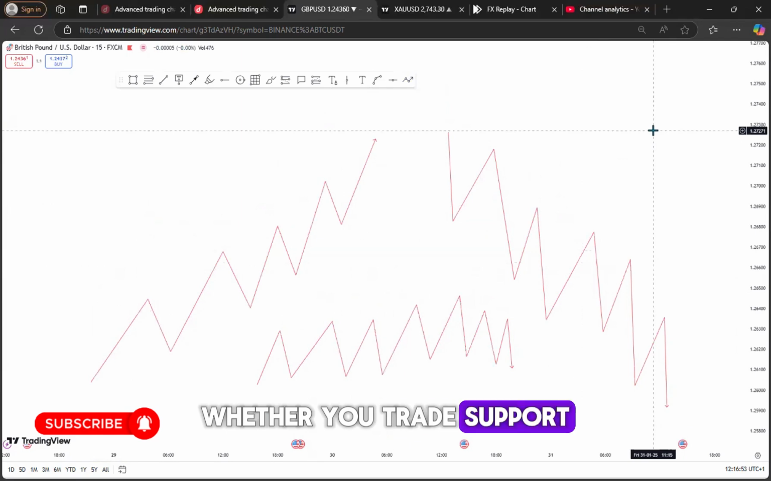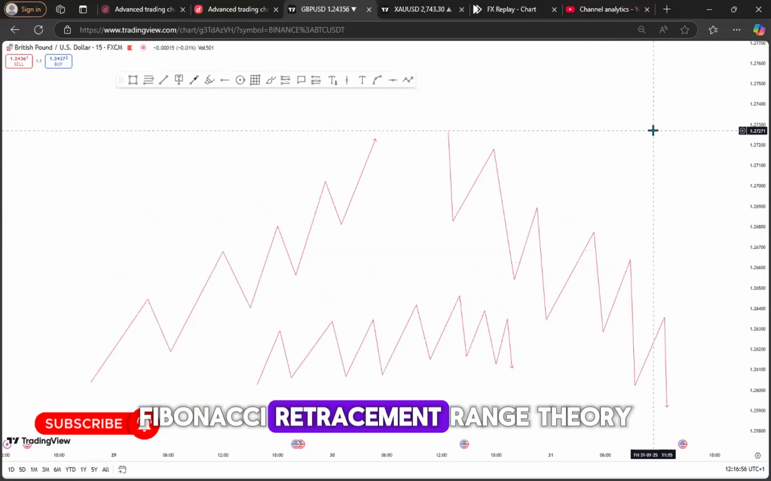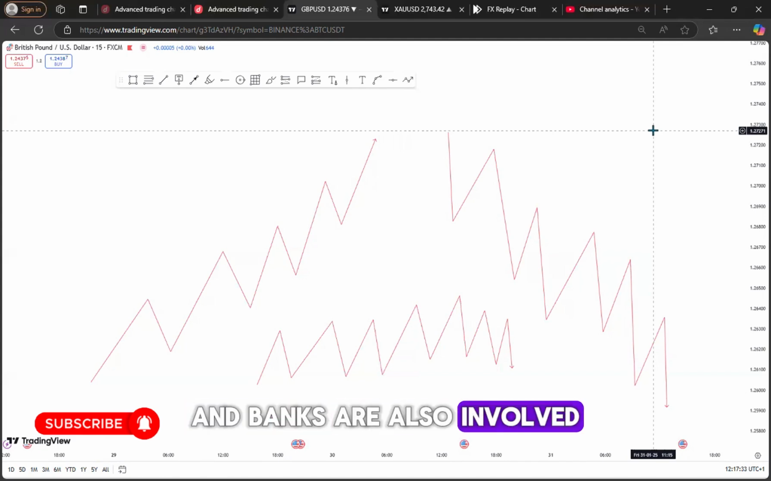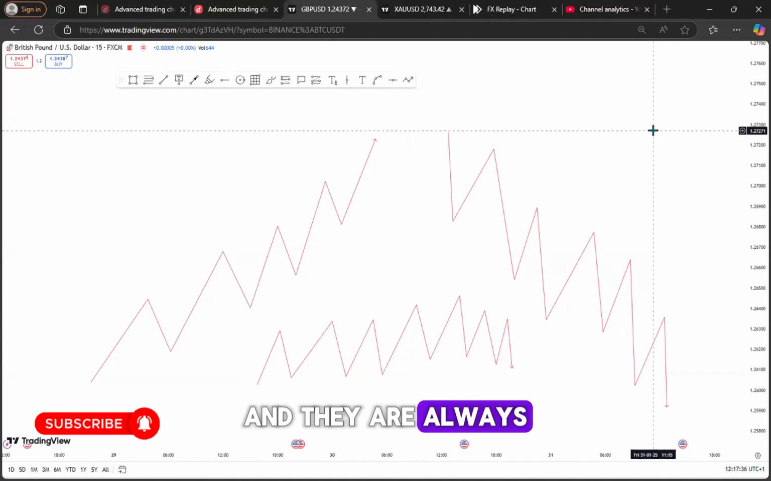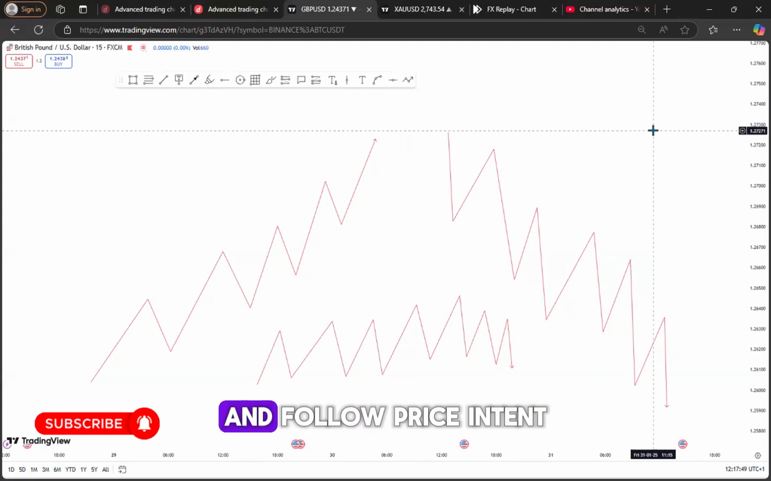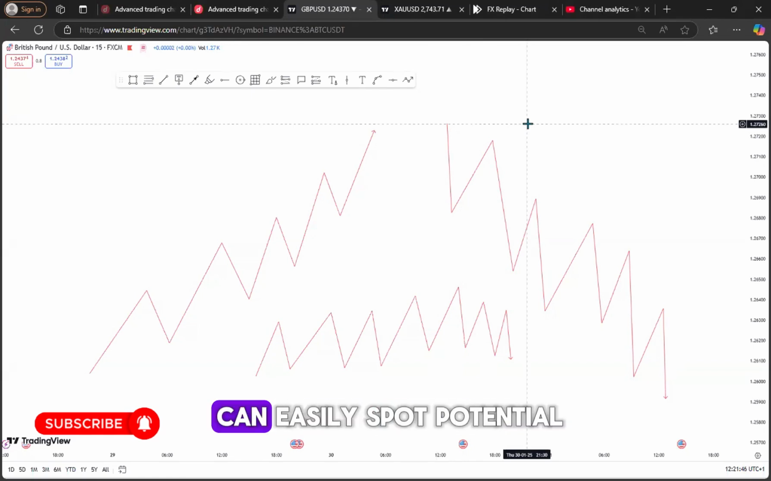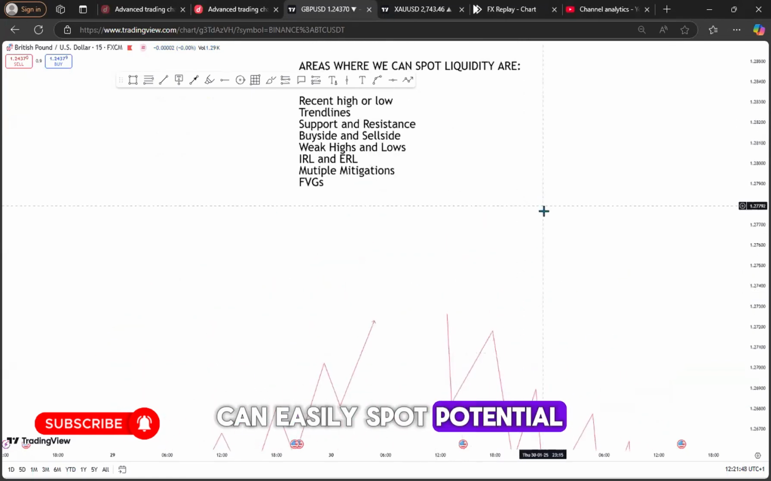Whether you trade support and resistance, Fibonacci retracement, range theory, SMC, ICT, price is always after our stop losses. Big institution banks are also involved in this game as well, and they are always after our stop losses. The only way we can avoid being targeted is to understand which liquidity price is targeting next and follow price intent. So the question is, where is liquidity in the market, or areas where we can easily spot potential liquidity targets?